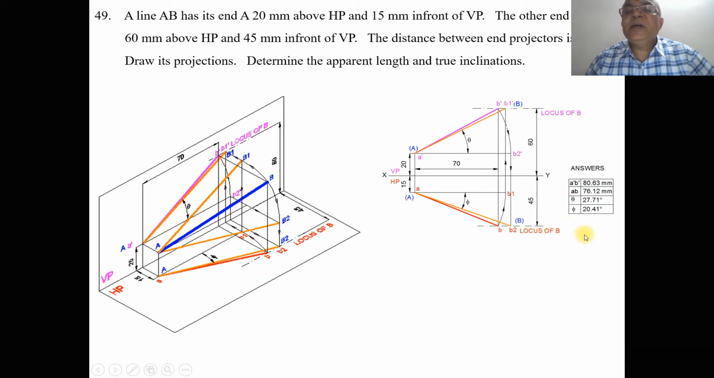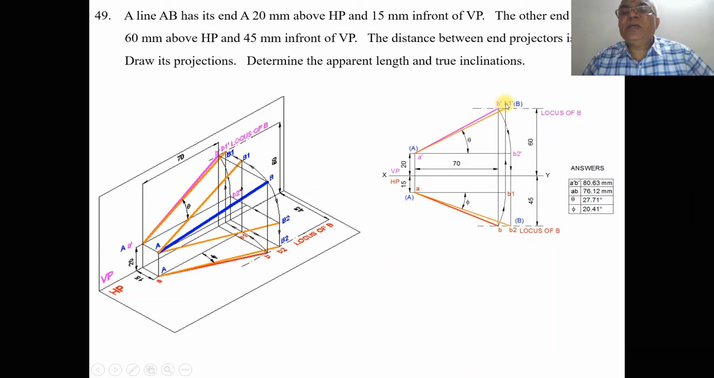Mark this as the locus of B in the top view. Then we know that the distance between the end projectors is 70 mm. So from projector A, you measure a distance of 70 mm and draw a vertical projector so that it cuts the front view locus line and the top view locus line of B respectively. Mark this point as small b dash in the front view, and this point as small b in the top view.